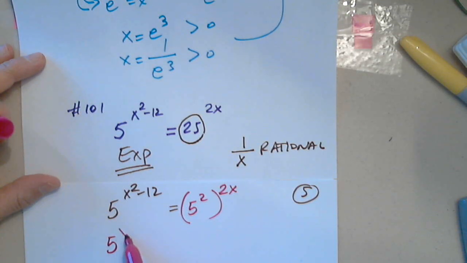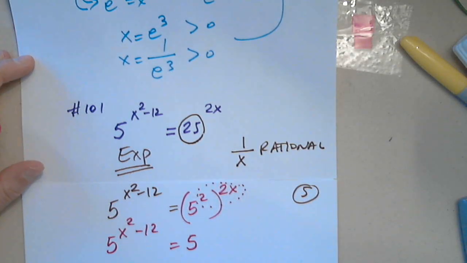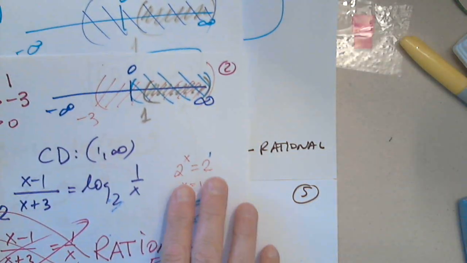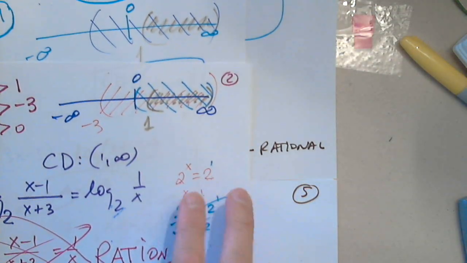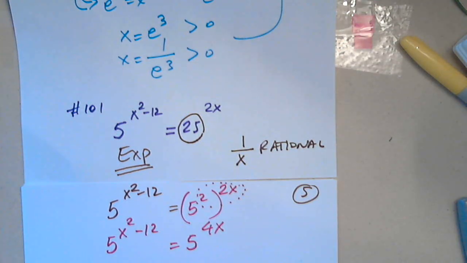The left-hand side is 5 raised to x squared minus 12, and the right-hand side, I copy the base. What happens to the exponents now? They multiply. Excellent. Multiply each other. And now I'm back to the previous situation that I reminded you of a few minutes ago. Exponential, exponential, same base, what has to happen to the exponents? They have to equal each other. That's it. So in this case, two numbers are equal, they have the same base, their exponents are equal. This is the one-to-one property of the exponential function.